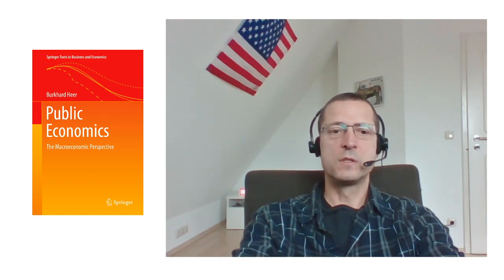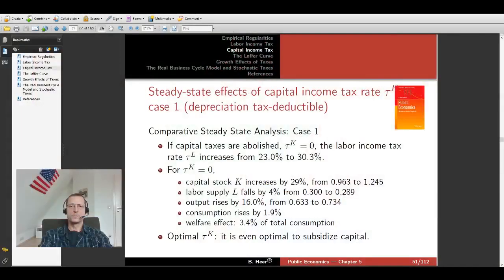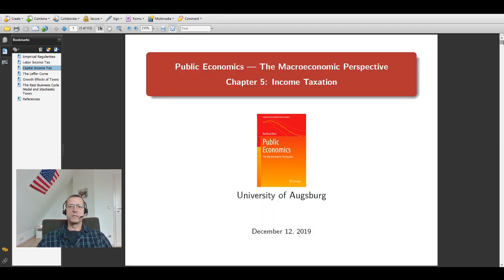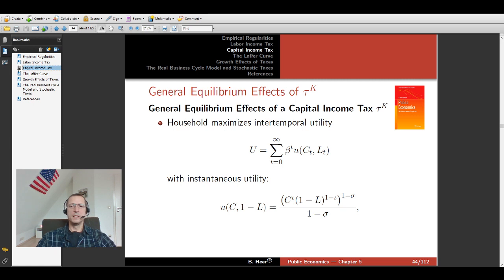So let us go into the slides. And let me get to the first page. Public Economics and Macroeconomic Perspectives, Chapter 5, Income Taxes. We will study the section on capital income taxes, section 5.4 in the book. So let us look at the neoclassical growth model.